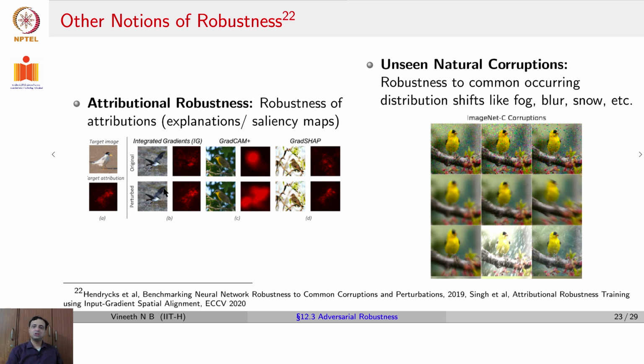There is also the notion of robustness to natural corruptions, such as fog, blur, or snow, and so forth. An example could be autonomous navigation, where when you train a model to drive on a normal road, you should be able to drive in the same scene even if there is rain or snow in the same setting. Robustness against natural corruptions also becomes important in such scenarios.